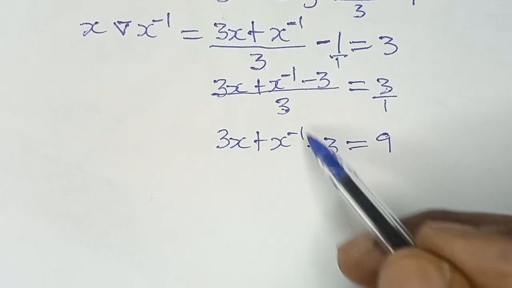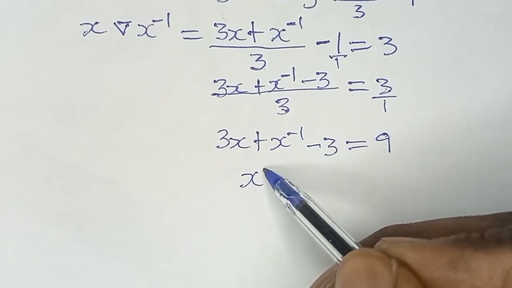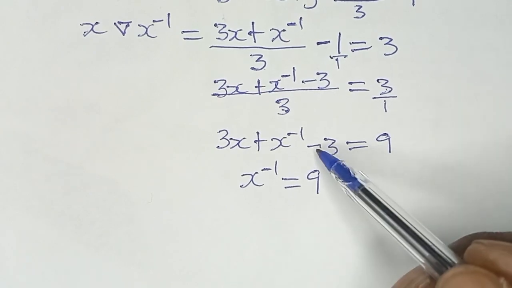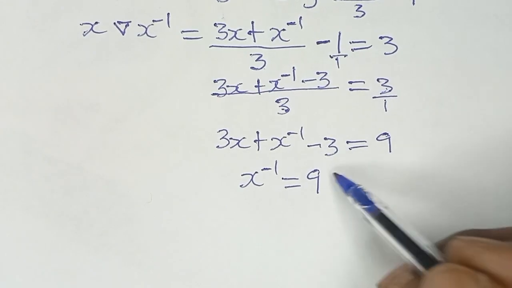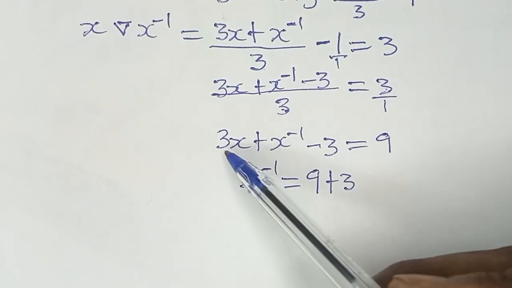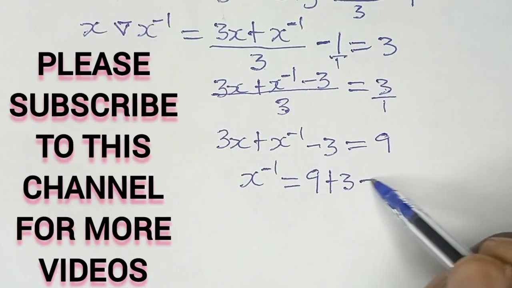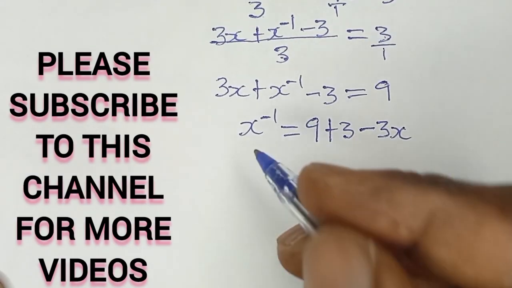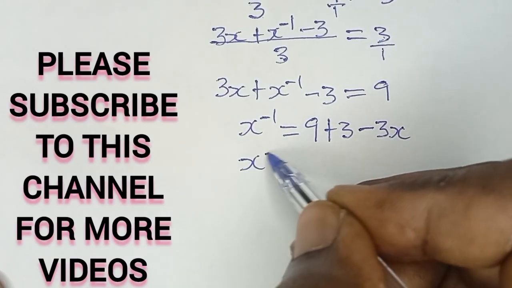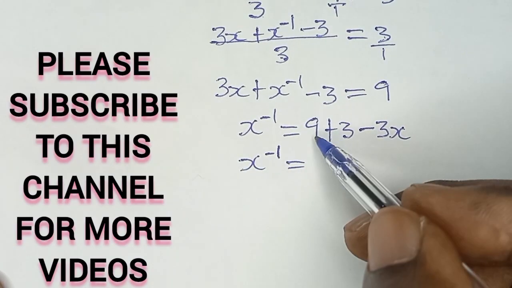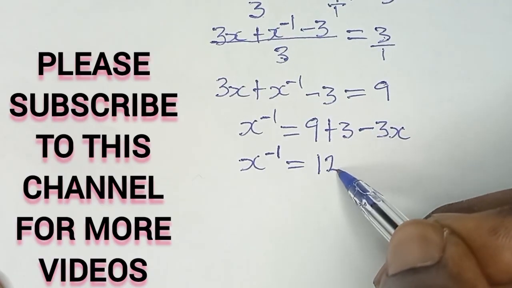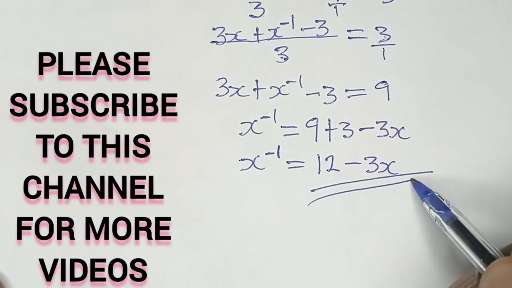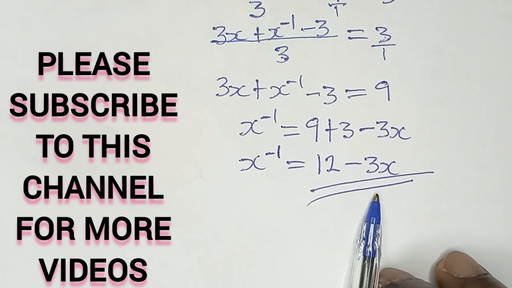Now the next thing, let me leave this inverse here that I'm looking for. So the inverse of x is equal to the 9 that is here, and then this is -3. When it comes to this side, it becomes +3. And then this is +3x. When it comes to this side, it becomes -3x. So finally, I think I have my inverse there. So the inverse of the element x, which is x raised to power -1, is equal to 9 plus 3 is 12, and then minus 3x. So this is the inverse of the element x, and that's our final answer.